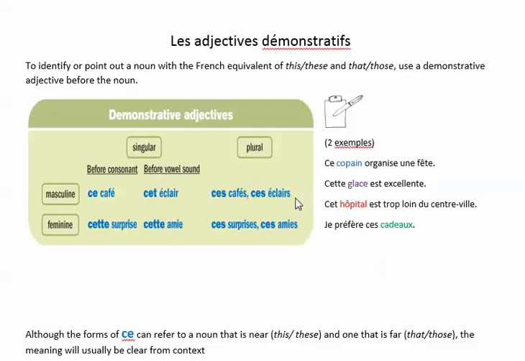Here are a couple of examples I would like you to write down. Number one, this friend is organizing a party. Ce copain organise une fête. Exemple numéro 2. This ice cream is excellent. Cette glace est excellente. We put cette because glace is feminine. We put ce because copain is masculin.